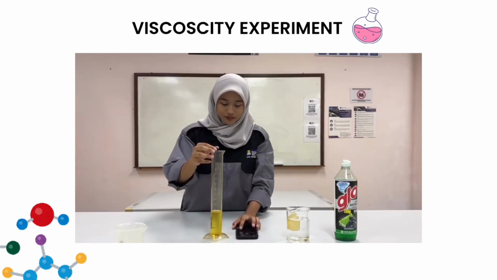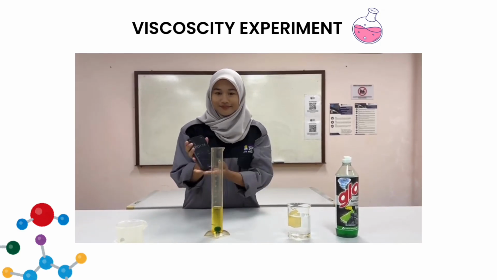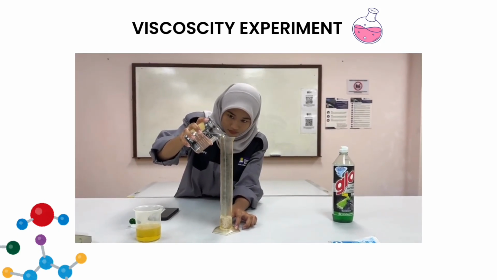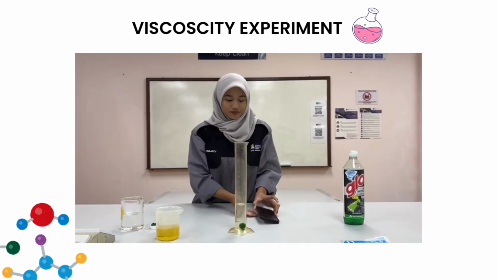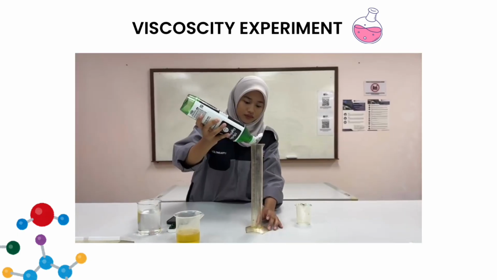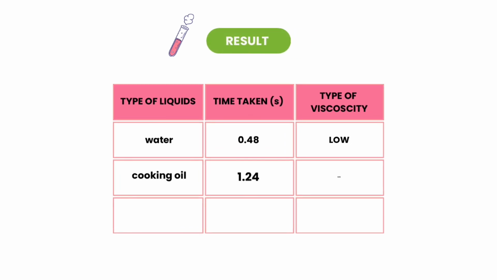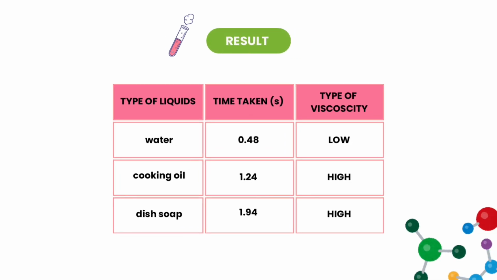Now, I'm going to take a marble and drop it into the water. Next, we will repeat the experiment using the different samples, such as oil and dish soap. After we drop the marble into the 3 different liquids, some of them move very quickly to the bottom of the cylinder, while others move very slowly. This is proved by the result that we have obtained, as we can see from the results table. The time taken is different in each of the 3 liquid samples.